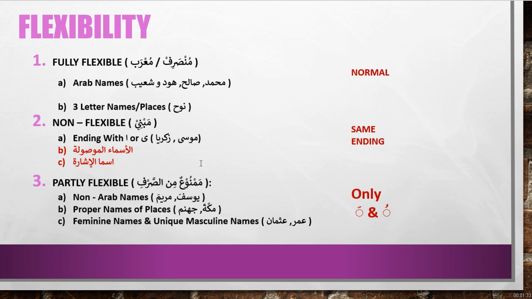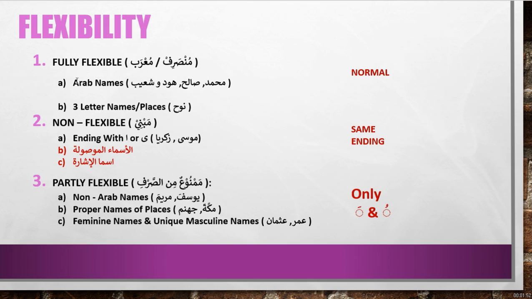We did light, heavy. However, they are changing. Flexibility comes and says, well, there could be some places where they won't change. For example, flexible, you already know this. There are 3 types of flexibility: fully flexible, non-flexible, and partly flexible. What we did is fully flexible.